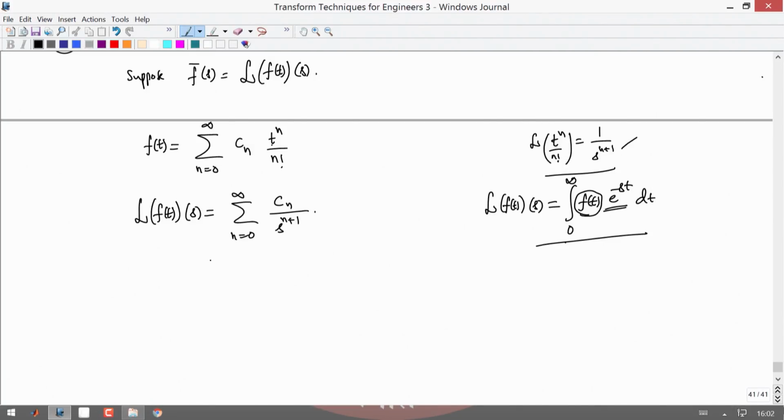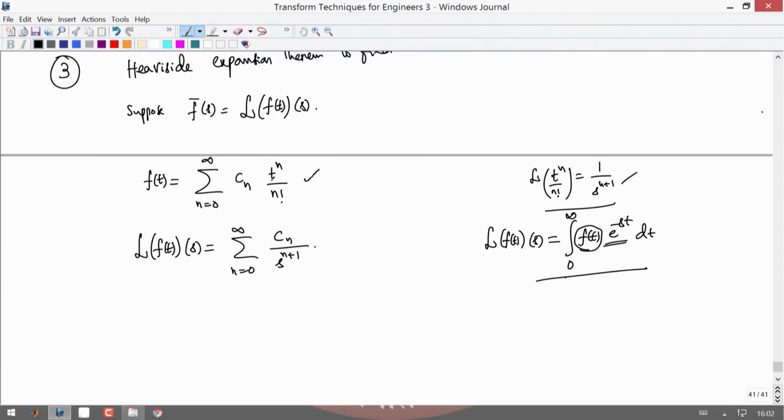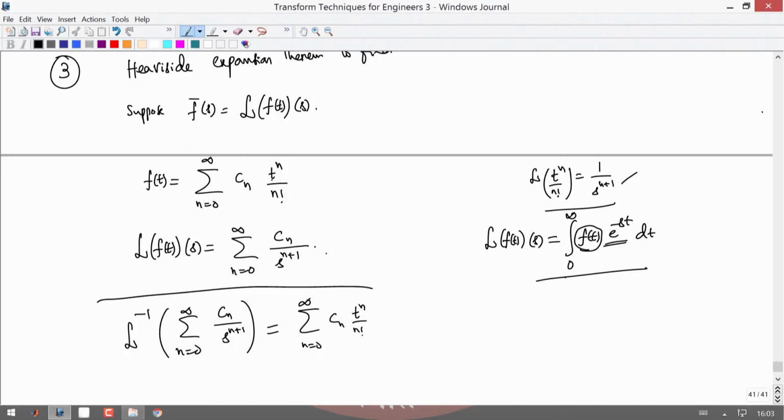Once you find this, inversion is straightforward: you know what this function is, you know its Laplace transformation. So the inversion of such a series, the sum of Cn by s power n plus 1, n from 0 to infinity, is actually the series Cn t power n by n factorial, n from 0 to infinity. So this is kind of straightforward. Just like with elementary functions, we started with the function, calculated the Laplace transform, from which you can easily see its inversion. This is one case, if it is a series form.